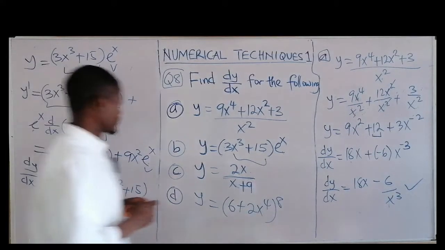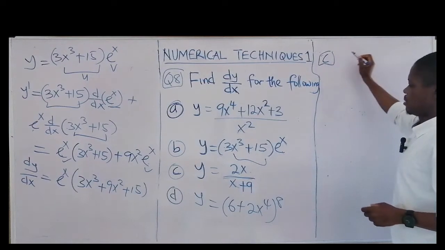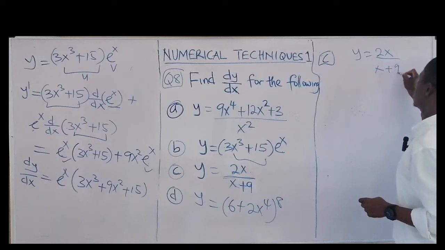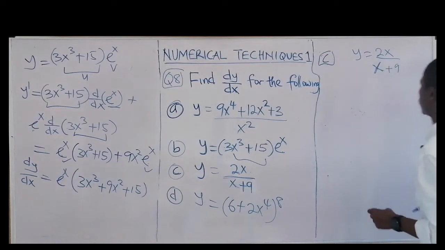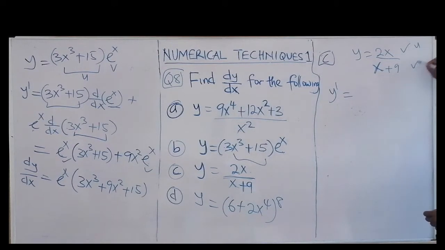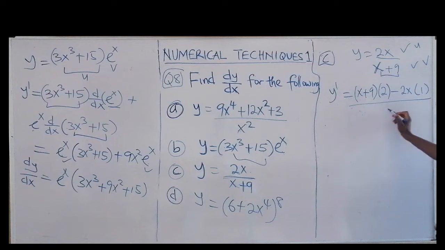Then we go to the third one, the C part. y equal to 2x over x plus 9. This one, we can use the quotient rule. So dy/dx will be equal to, this is my u, this is my v. The formula is v, which is x plus 9, times the derivative of the numerator, which is 2, minus the numerator times the derivative of the denominator, which is 1, all over denominator to power 2.